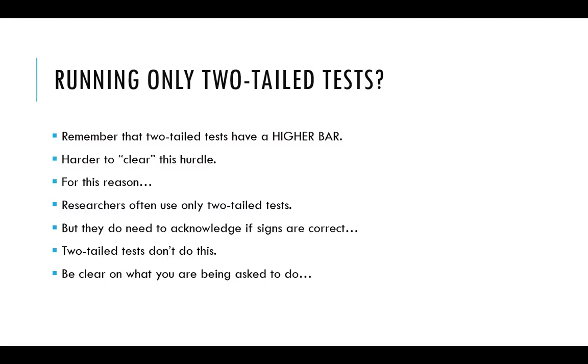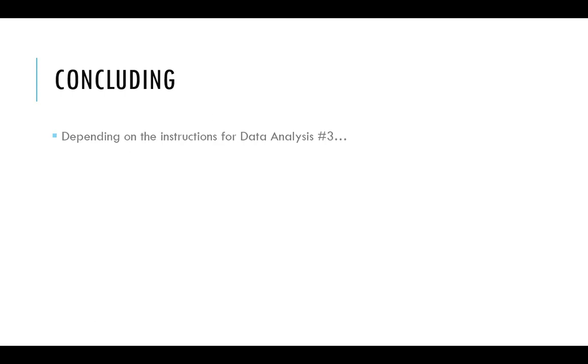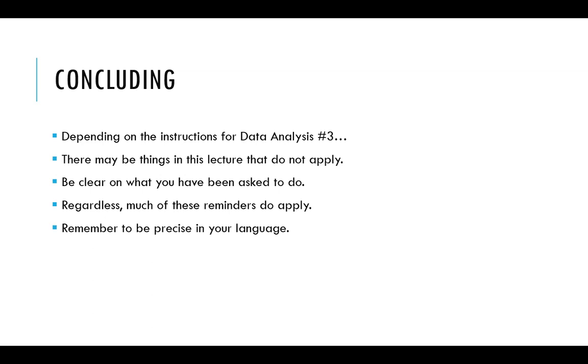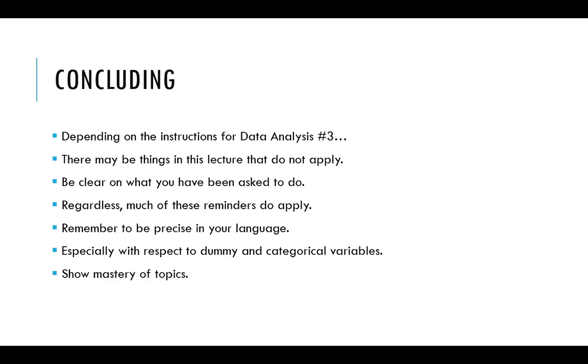So be clear on what you're being asked to do. Understand whether it's okay for the purpose of your assignments to only run two-tailed tests. It might be, or you might be told not to do that. Depending on the instructions for data analysis number 3, there might be things in this lecture that don't apply. So be clear on what you've been asked to do in that assignment. Regardless, much of these reminders do apply here. It's important that you remember to be precise in your language, especially with respect to dummy and categorical variables. Show mastery of topics. And of course, let me know if you have any questions as you start working on your projects.